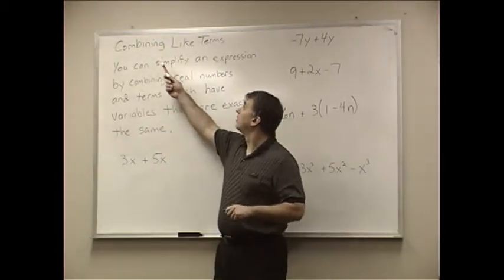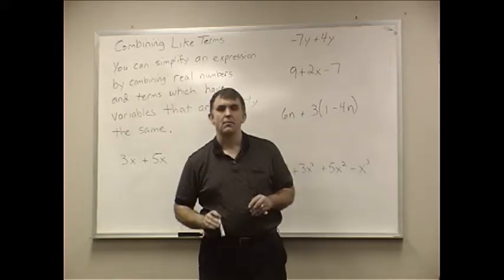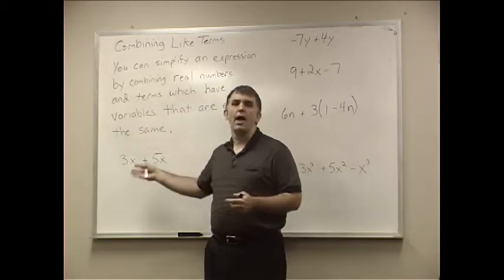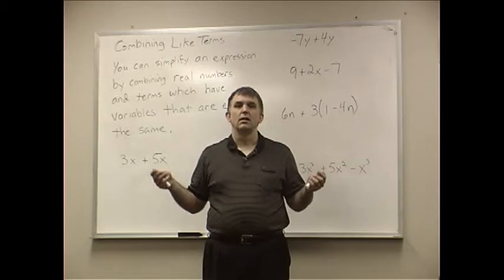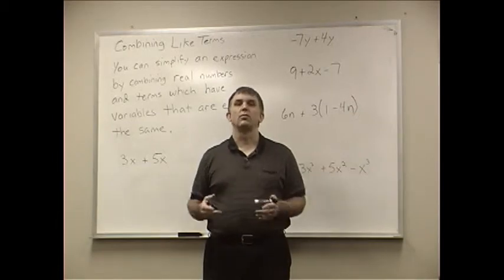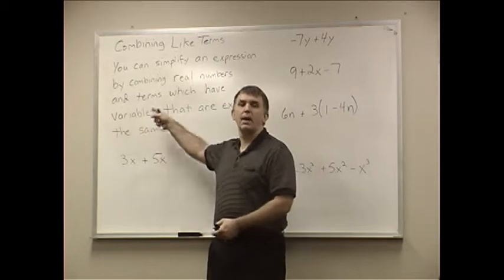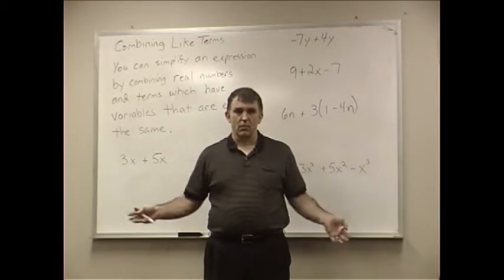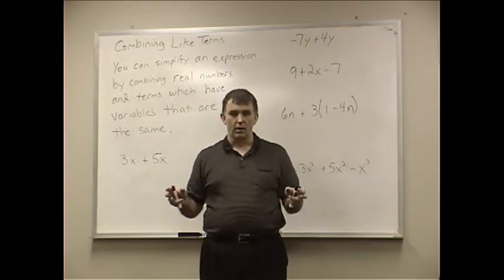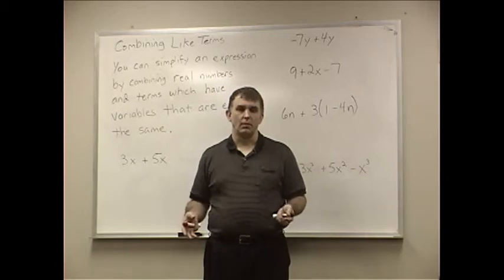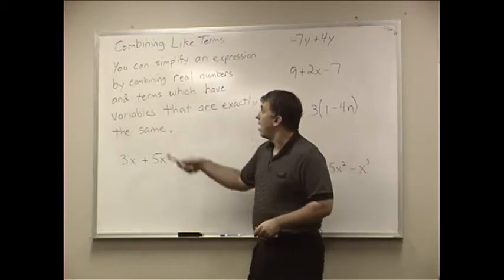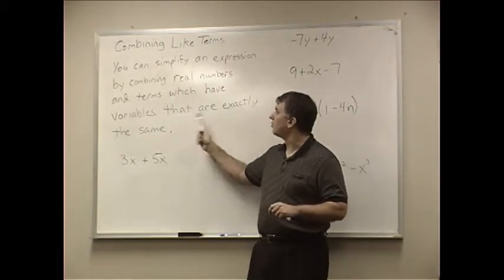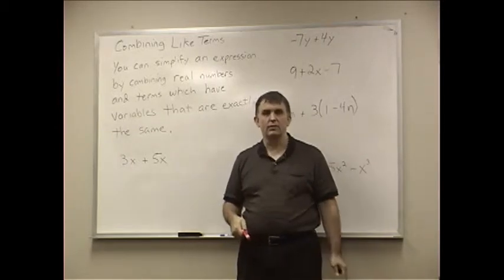Next, I want to talk about combining like terms. The distributive property is something we can use to help us simplify expressions and get them ready so that we can deal with them in equations. Combining like terms is another one of those steps. A lot of times you will get different terms that are separated that when you put them together, it makes the problem a lot easier to do. You can simplify an expression by combining real numbers and terms which have variables that are exactly the same.